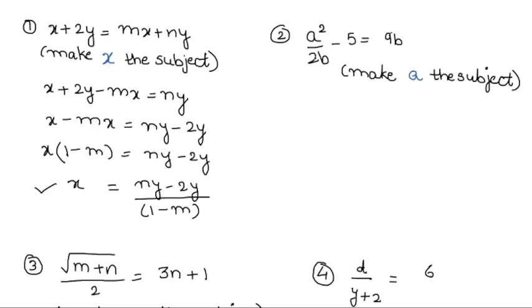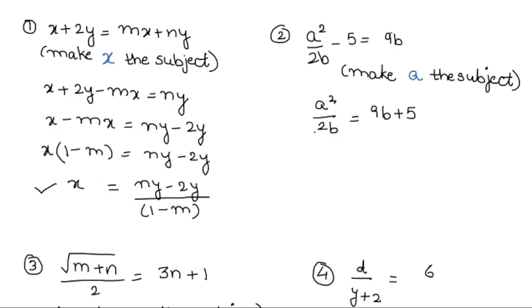Look at question number 2. I want to make a the subject of the formula. So I will transpose one by one everything else other than a square to that side of the equation. So the quantities that are either adding or subtracting this fraction, they will be transposed to that side. So 5, which is negative here, when transposed to that side, it becomes positive 5. And I have a square by 2b is equal to 9b plus 5.